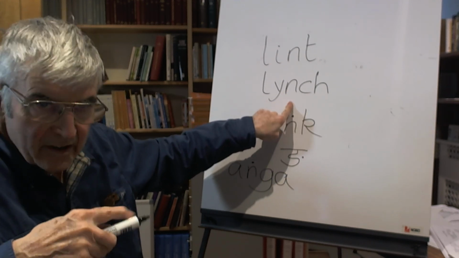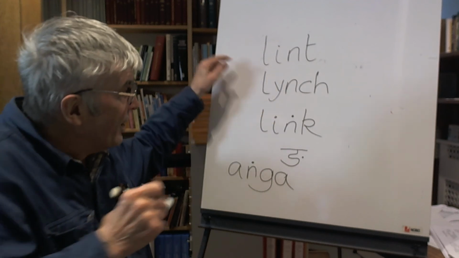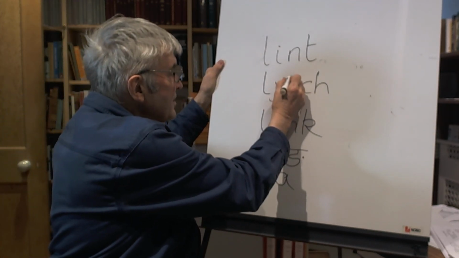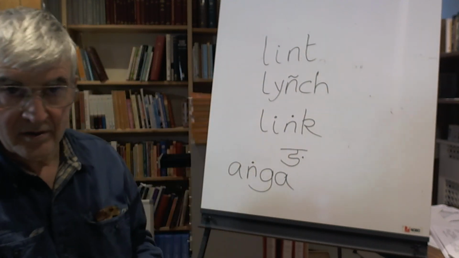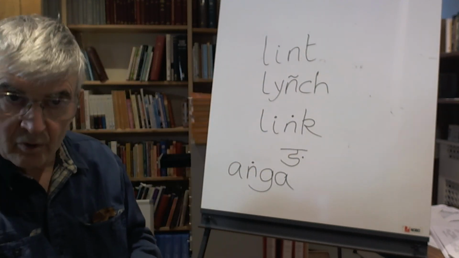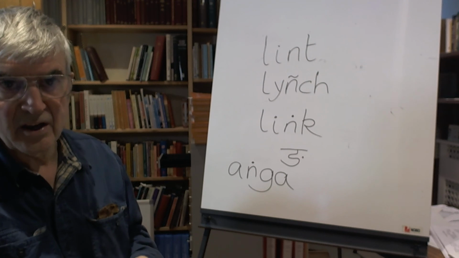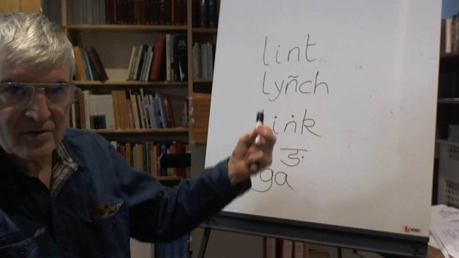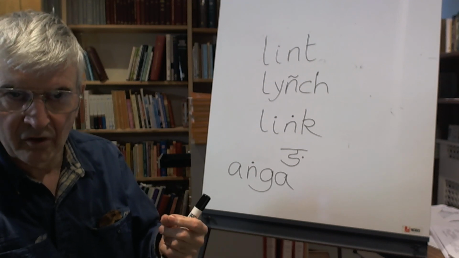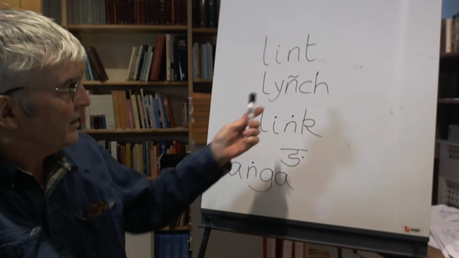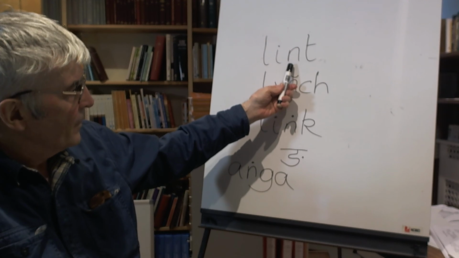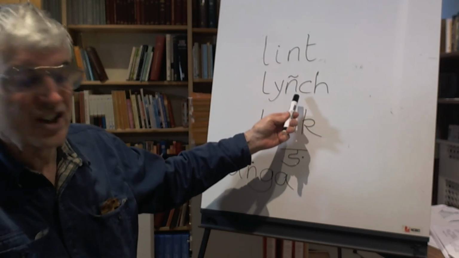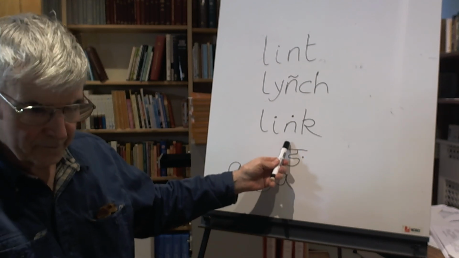So if we were writing lynch in Pali, if this were a Pali word, we'd just put the tilde there to indicate that it's a palatal. The sound that on its own, or followed by a vowel, would be a nya, but the vowel is missing, but it still has that quality, not a dental, but slightly further back. So lint, lynch, exaggerating, lint, lynch, and link.